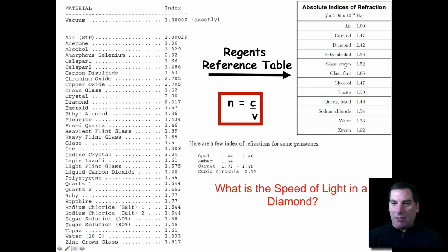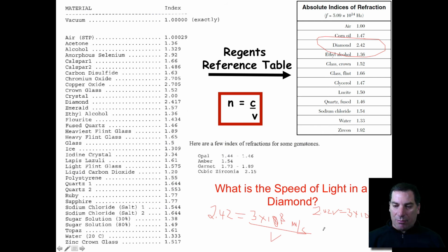So n for diamond, you just look it up here. Diamond is 2.42. So you just put 2.42 equals the speed of light, that's on the front of the reference table, I hope you have it memorized by now, 3 times 10 to the 8th meters per second, over v, the new speed, which we don't know.